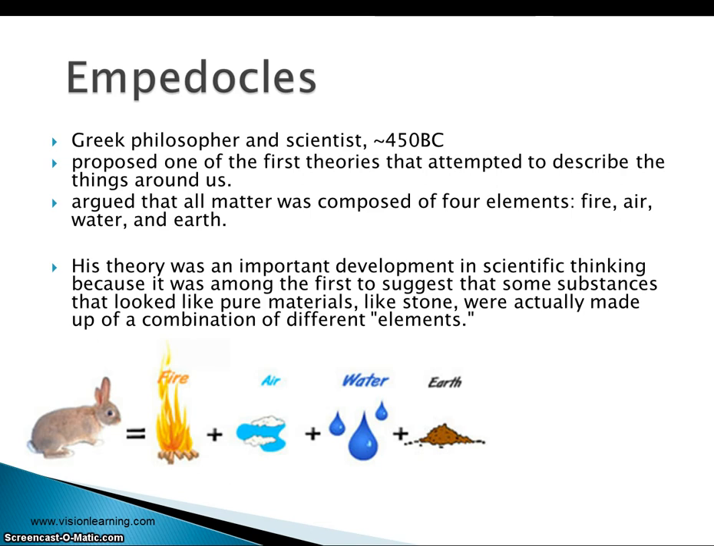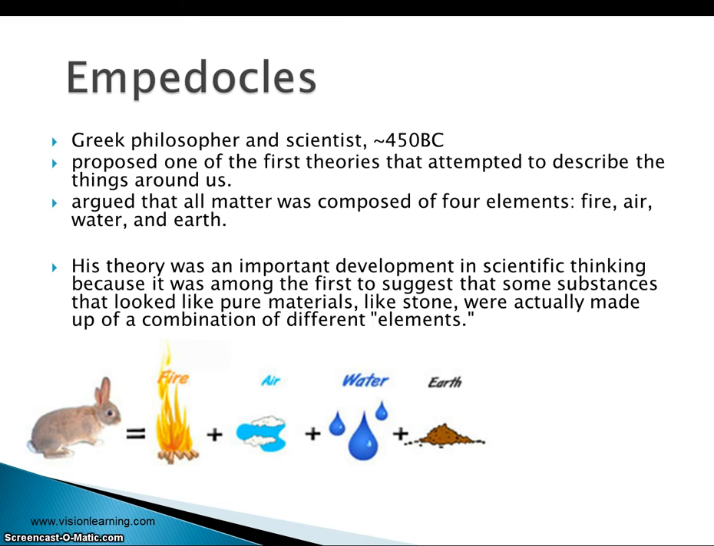Now, the first person to really think about this is Empedocles. He was a Greek philosopher and scientist around 450 BC, and he was one of the first to propose that things around us are made up of other things, which was important. And what he said was all matter is made up of 4 elements: earth, air, fire, and water. His theory was important because it was really the first scientific thinking that suggested some substances that look like pure substances, like stone, are actually made up of a lot of different elements.